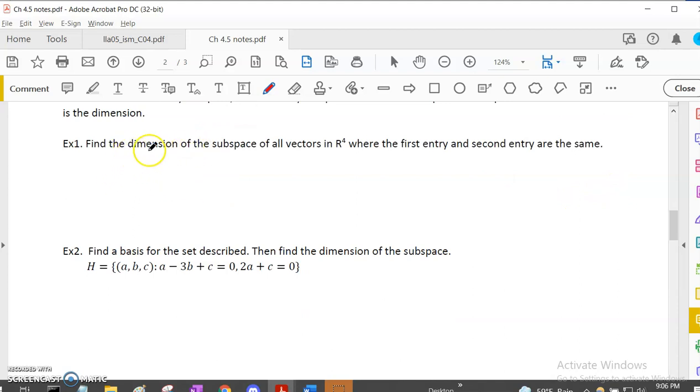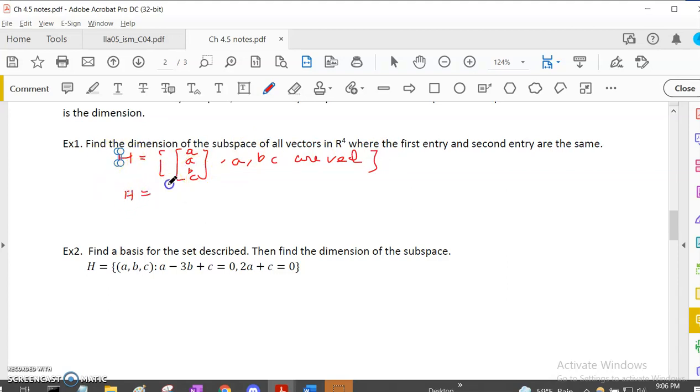So for example, find the dimension of a subspace where the first and second entries are the same. I'll write it out. I would say H consists of vectors in R4, like x1, x2, x3, x4, but the first and the second are the same. So let me use a, a, and because they're the same, then I have b and c, where a, b, c are real numbers. So this would describe this set, but what is the subset that would generate it?